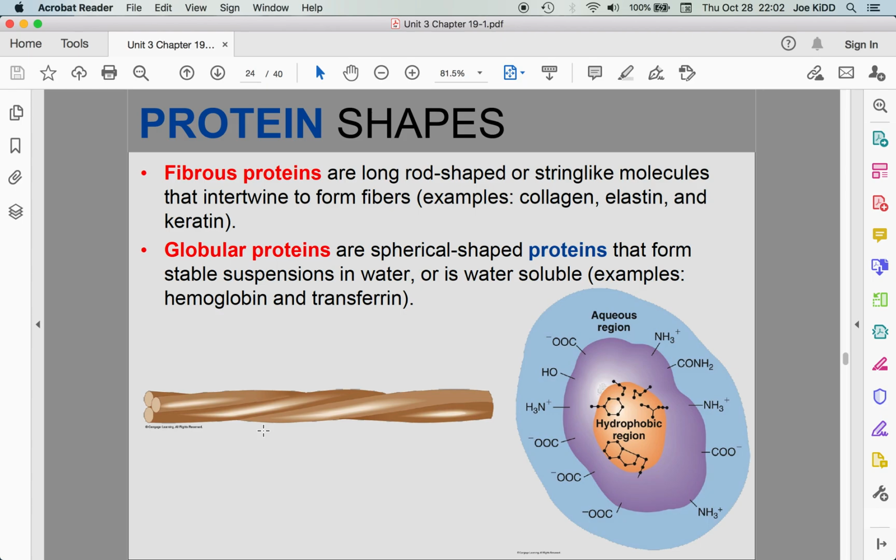Proteins come in two shapes. We have fibrous shapes and globular shapes. Fibrous shapes look very similar to pull and peel Twizzlers. That's the best way I can describe them. It's kind of like woven fiber. Things like collagen, keratin, elastin, they're very structured proteins. So things that make up our hair, make up our nails, things that help stiffen our skin. These are all these fibrous proteins that are very rigid.